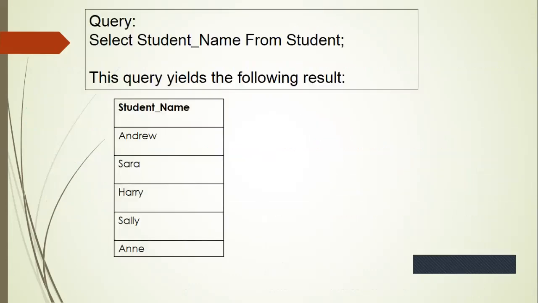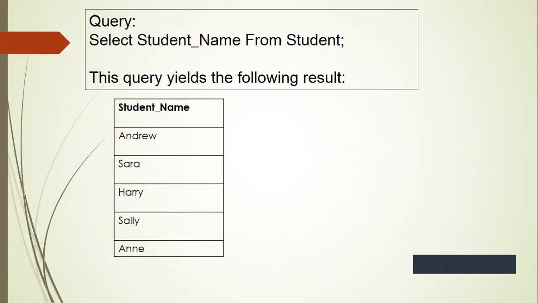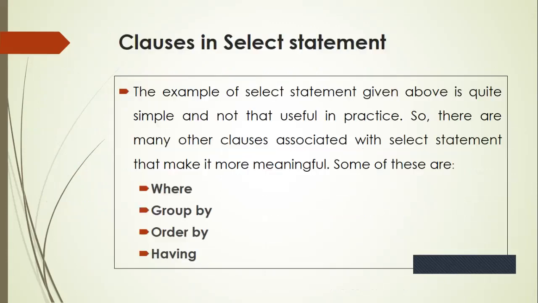Now here a query is given where they wanted to display the student name from the student table. So you write the query as select student name from student, and this is the output. Next, we'll see the clauses in the select statement.